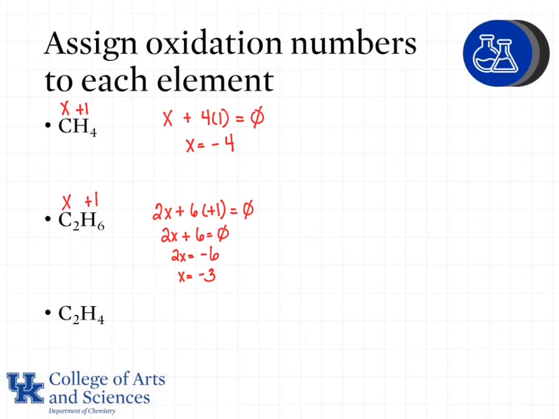For C2H4, we use X for the oxidation number of carbon. We know that the oxidation number of hydrogen is plus 1. So 2 times X plus 4 times plus 1 is equal to 0. 2x plus 4 equals 0. 2x equals minus 4, and x equals minus 2. So the oxidation number of carbon in C2H4 is minus 2. 3 different compounds, all containing carbon and hydrogen, and in each case carbon has a different oxidation number.